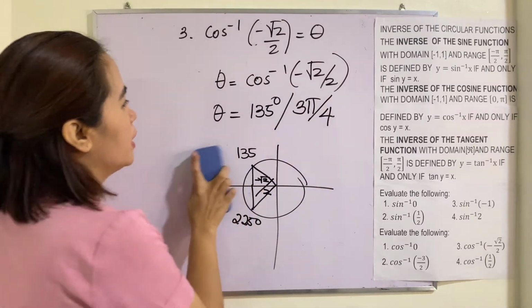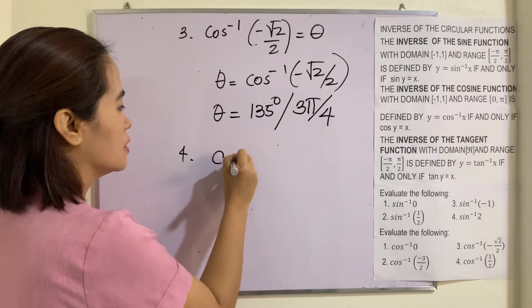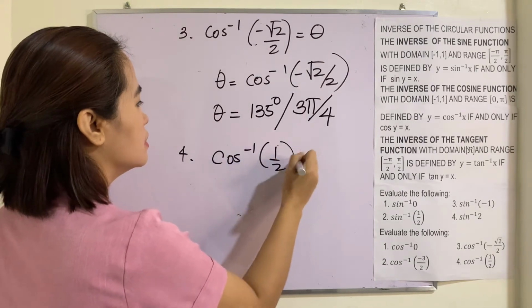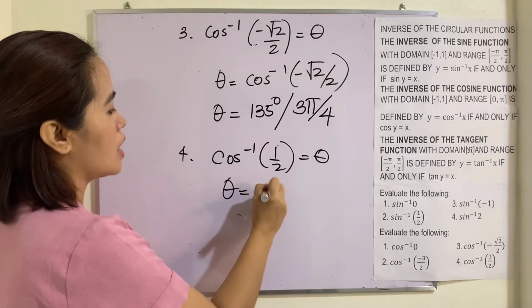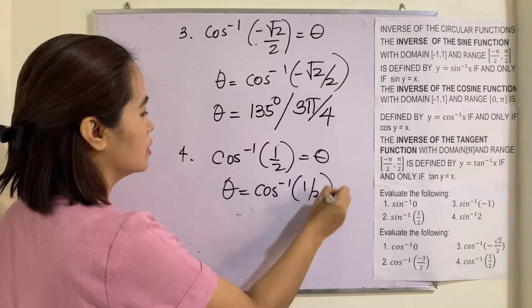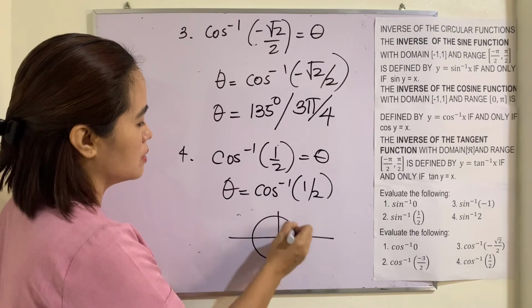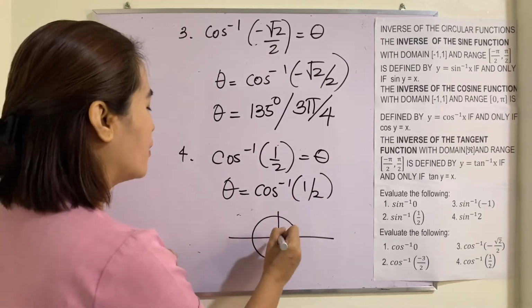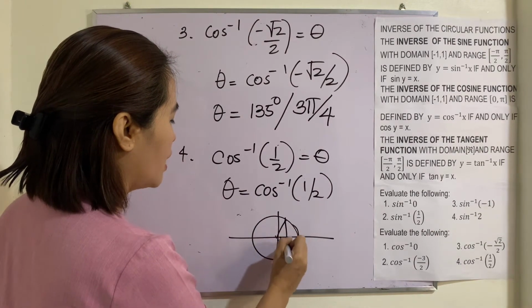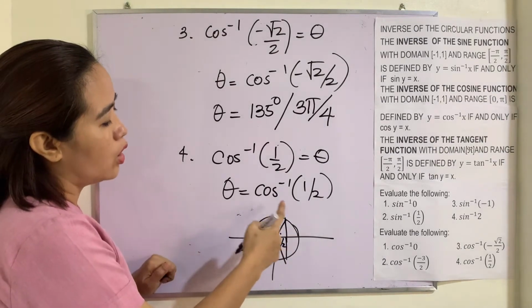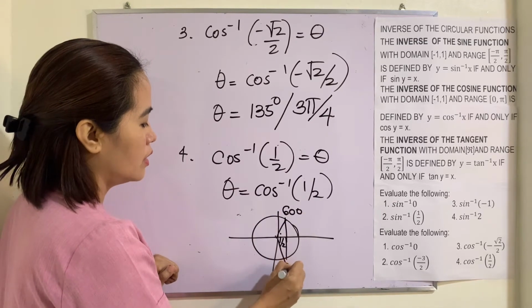Number 4. We have here arc cosine of 1/2, which is theta. So we look for the value of the angle in which cosine is equivalent to 1/2. If I illustrate it using the unit circle again, this one is 1/2, and this one is also 1/2. So this one is 60 degrees, and this one is 300 degrees.